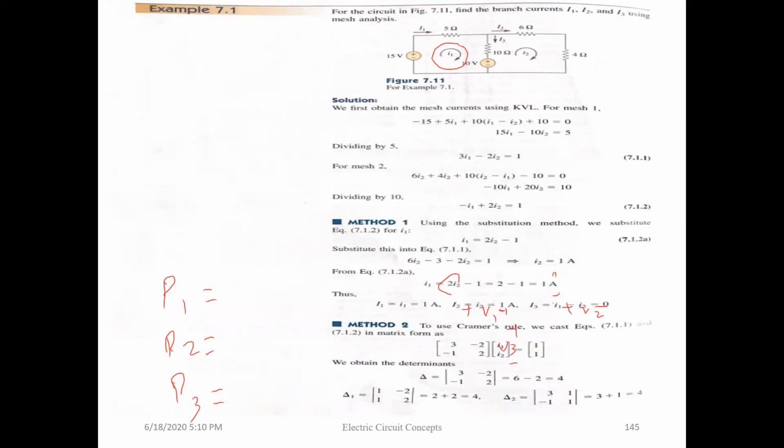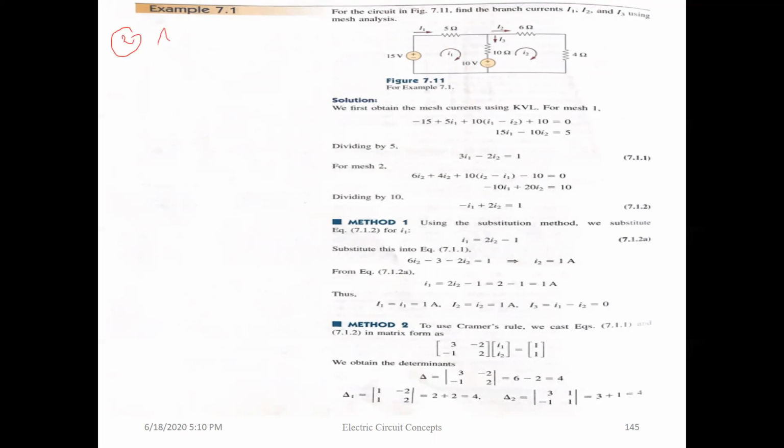Now, should I do that? You don't have to. You could assign both meshes clockwise, or both meshes counterclockwise, or one clockwise and one counterclockwise. It depends, but usually people like to assign the mesh currents in the clockwise direction. So the first step is to assign the mesh currents. If they are already there, then we move to step number 2.